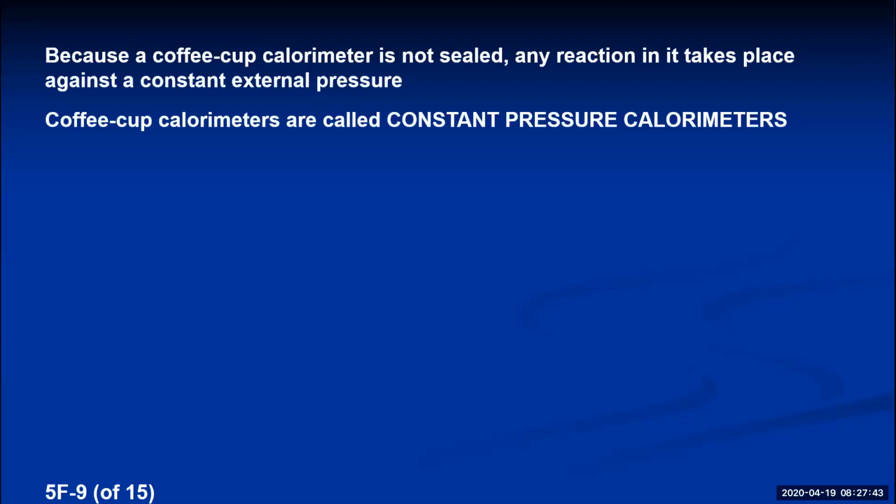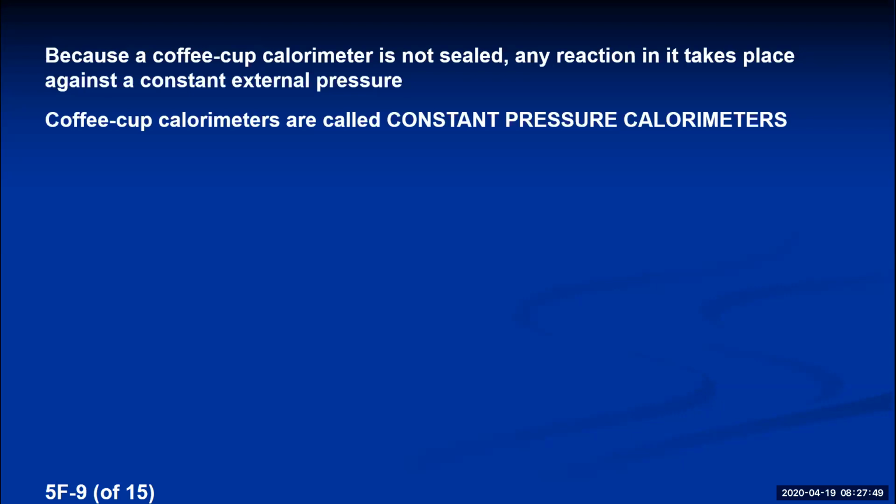Now, one more concept about what we're calculating in a calorimeter. A coffee cup calorimeter is not completely sealed. We actually put a lid on it, but the lid doesn't make a perfect seal. Air can escape in and out of it. So that means the surface of the water in the calorimeter is being exposed to atmospheric pressure. And over a short amount of time, atmospheric pressure is fairly constant. So for this reason, coffee cup calorimeters are called constant pressure calorimeters because the reaction is occurring against a constant external pressure.